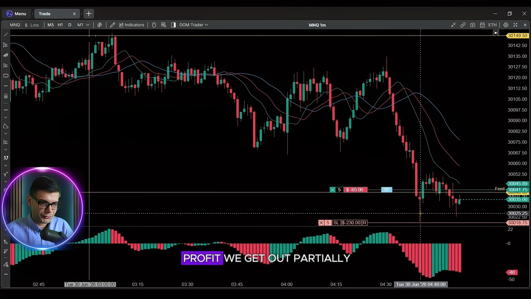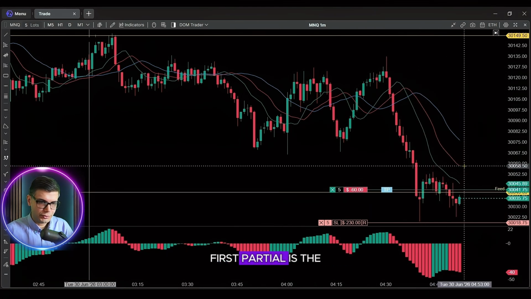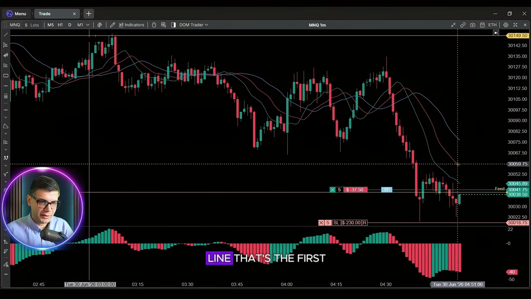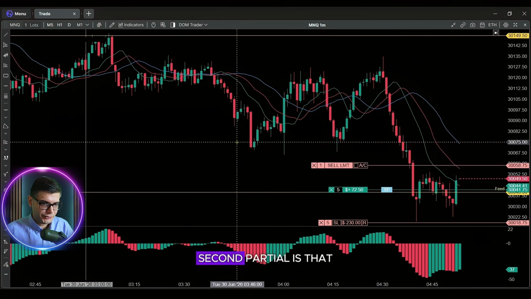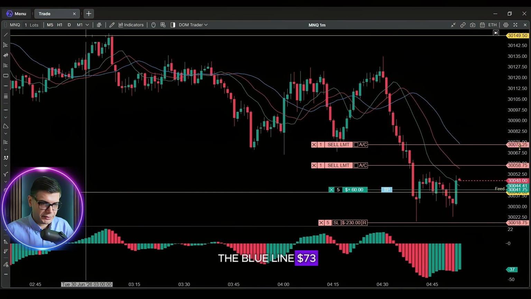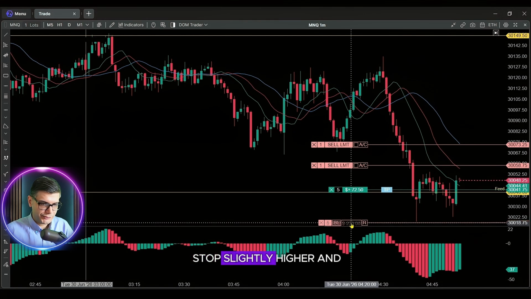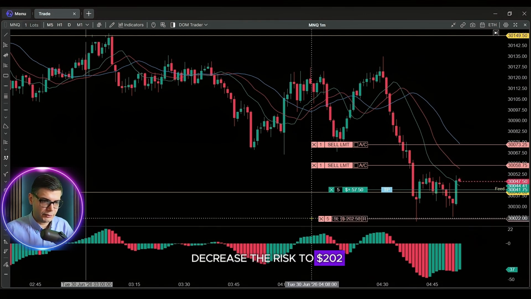And as for the profit, we get out partially. First partial is the red line, which is the teeth line. That's the first partial, $58. Second partial is at the blue line, $73. Now we have a new tail. I can move the stop slightly higher and decrease the risk to $202.